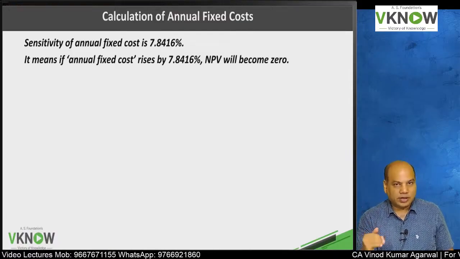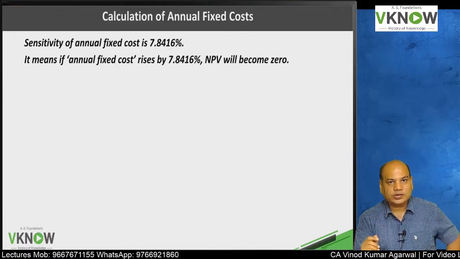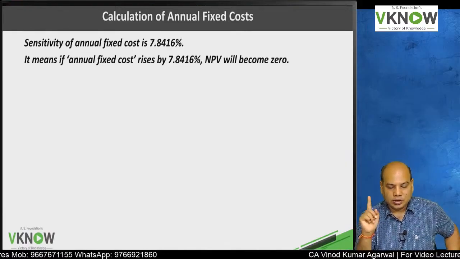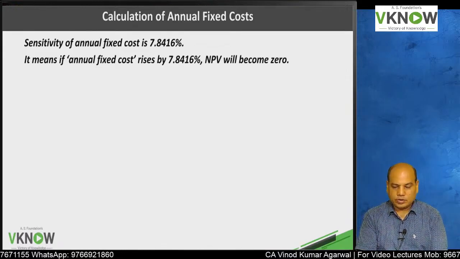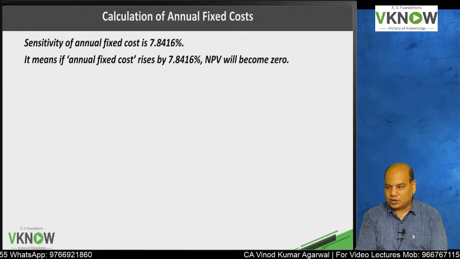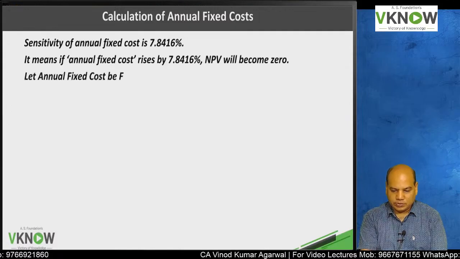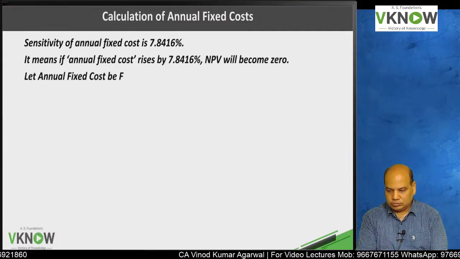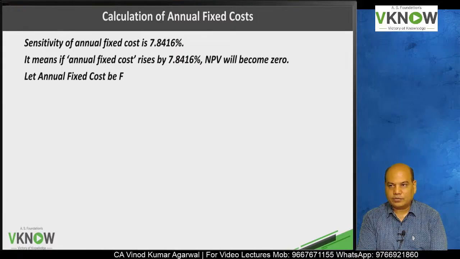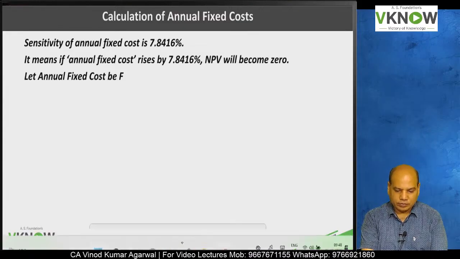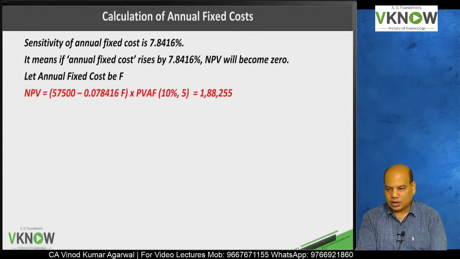So write down below, this is my way of presentation. Your presentation can be different. Answer has to be 1 lakh. It means if annual fixed cost rises by 7.8416%, NPV will become 0. Let annual fixed cost be F.